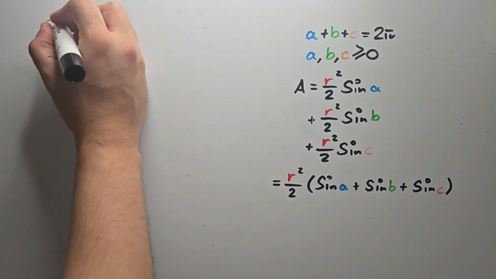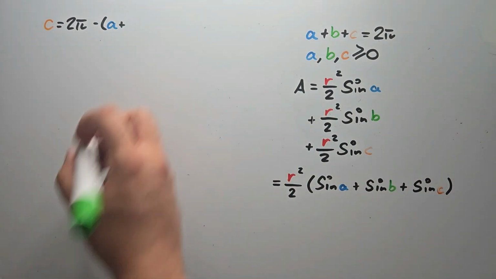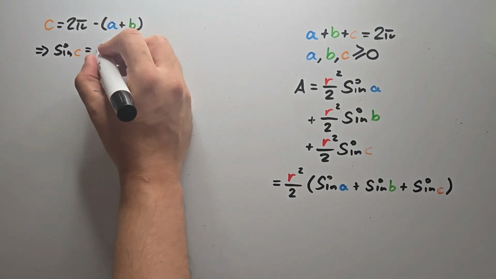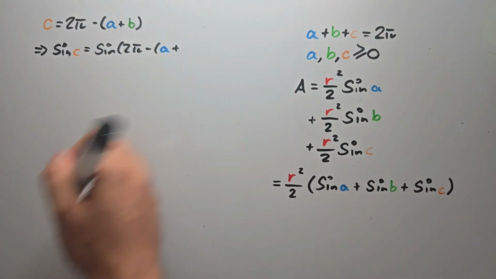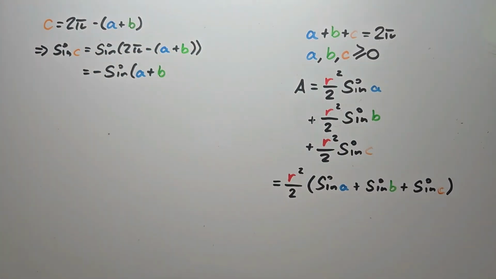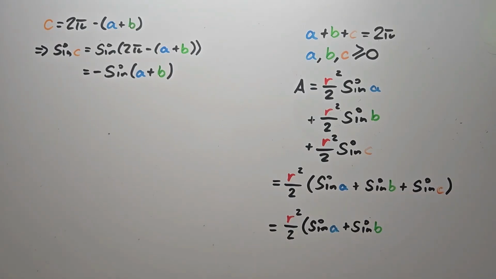Now, we can rearrange the first equation we have to get that C is equal to 2 pi minus (a plus b). Thus, sine of C is equal to sine of (2 pi minus (a plus b)), which equals minus sine of (a plus b). Thus, we can make this substitution into our area formula so that it's entirely in terms of a and b.